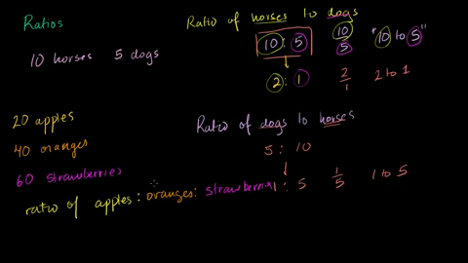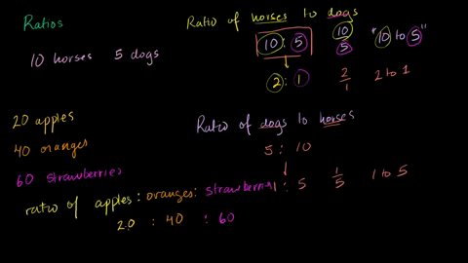Well, I could start off by literally saying, for every 60 strawberries, I have 40 oranges and I have 20 apples. And this would be legitimate. You could say the ratio of apples to oranges to strawberries is 20 to 40 to 60. And that wouldn't be wrong, but we saw before we could put it into reduced form.